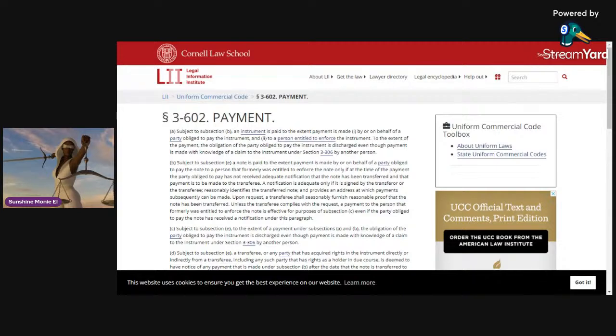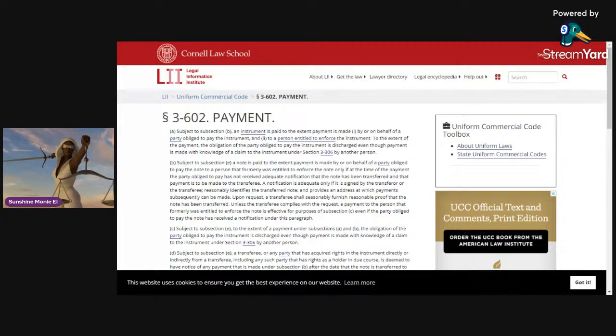Okay, so subject to subsection E, a note is paid to the extent payment is made by or on behalf of a party obliged to pay the note to a person that formerly was entitled to enforce the note, only if at the time of the payment the party obliged to pay has not received adequate notification that the note has been transferred and that payment is to be made to the transferee. So a notification is adequate only if it is signed by the transferor or the transferee, reasonably identifies the transferred note, and provides an address at which payment subsequently can be made. Upon request, a transferee shall seasonably furnish reasonable proof that the note has been transferred. Unless the transferee complies with the request, a payment to the person that formerly was entitled to enforce the note is effective for purposes of subsection C, even if the party obliged to pay the note has received a notification under this paragraph.